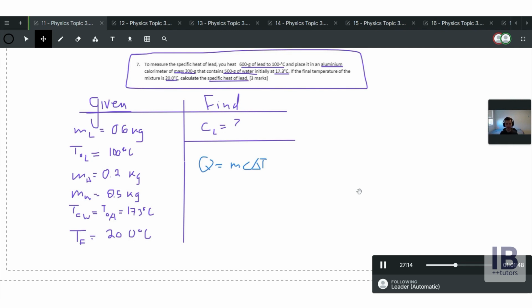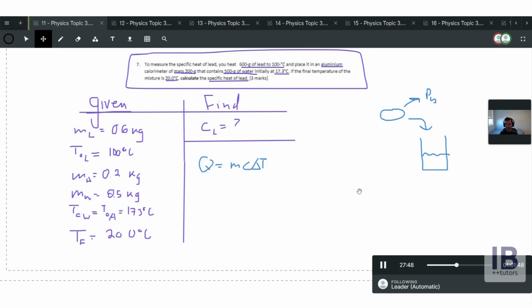So let's think about this again. We have lead that we've heated up, and then we put it in a calorimeter that contains water. So it's useful to draw a diagram. Let's say this is lead, right? This is PB, which is the same as lead, right? And then we're going to put this in some calorimeter that has water in it. That's what we're going to do. So if I tell you once I put it in, what is the equation that describes this phenomenon?